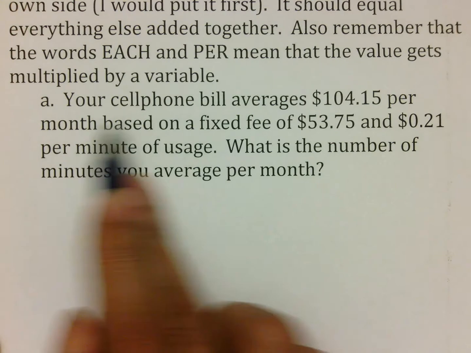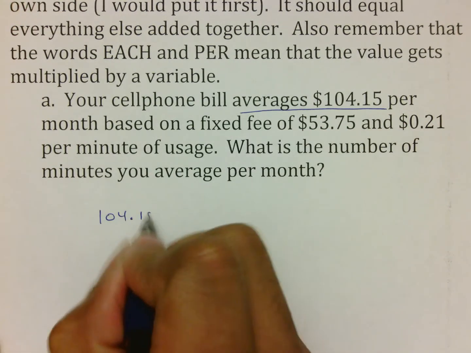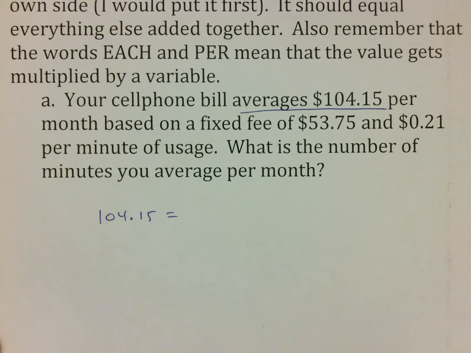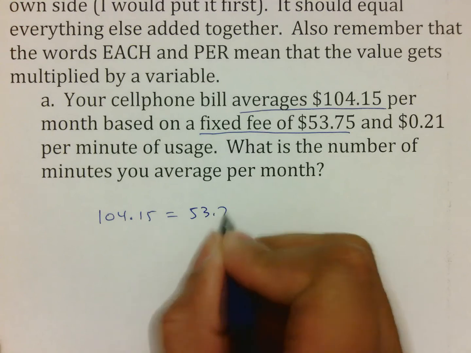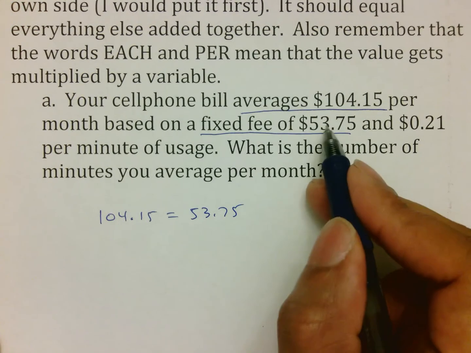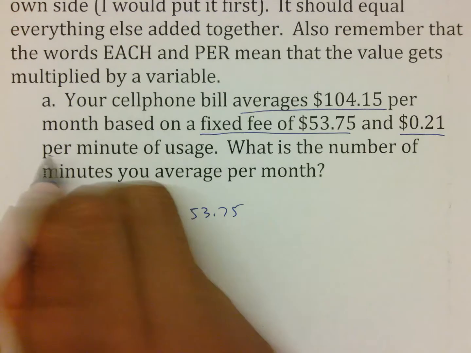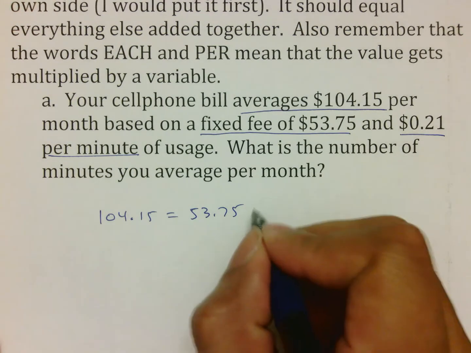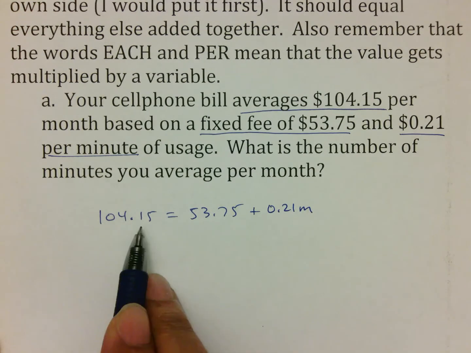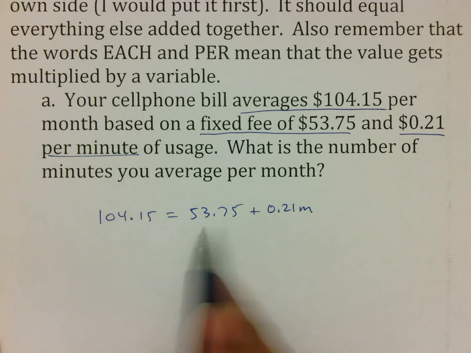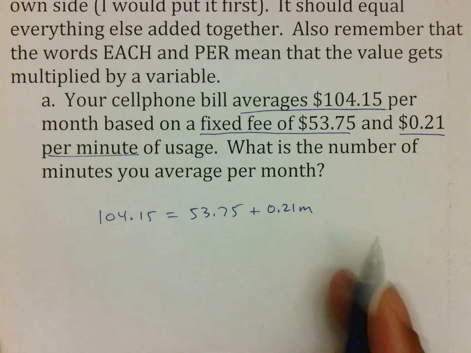Well, first off, it says my average is this, which means that that is my total. So the first thing I would write is 104.15 and equals. It says it's based on a fixed fee of $53.75. That's only one part of your bill, so that does not need a variable. But 21 cents per minute means 21 cents is going to be multiplied per minute, so 0.21 M. So again, your total bill, 104.15, is a result of a fixed fee and 21 cents times the minutes. Once you do that, just solve it.